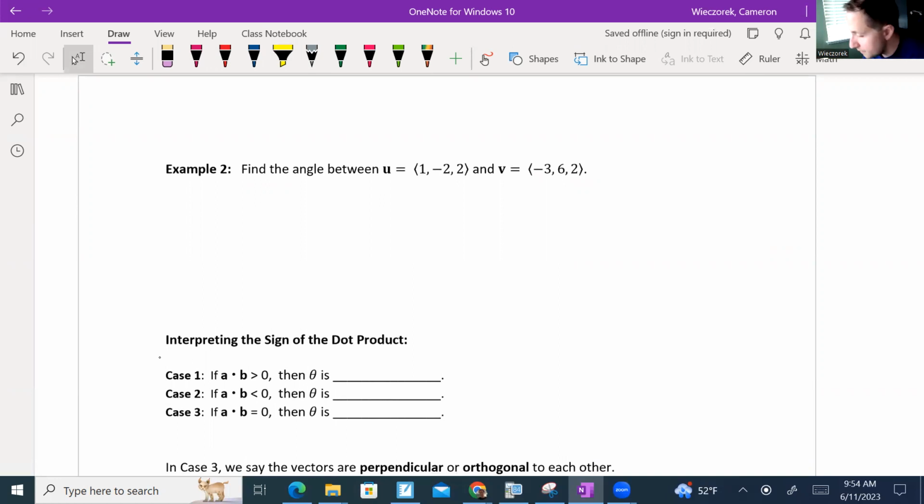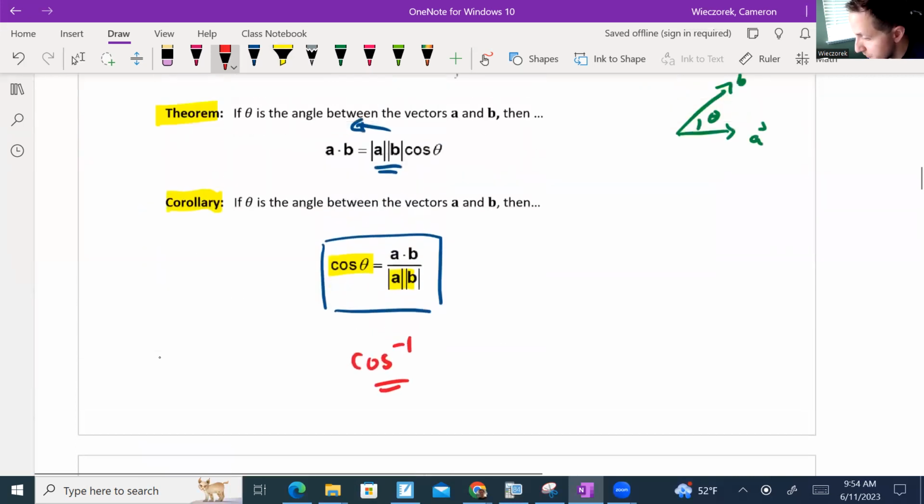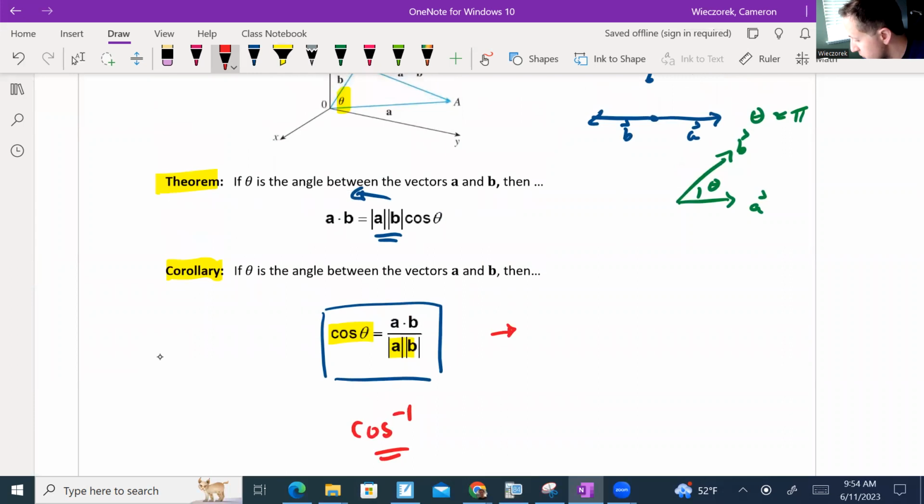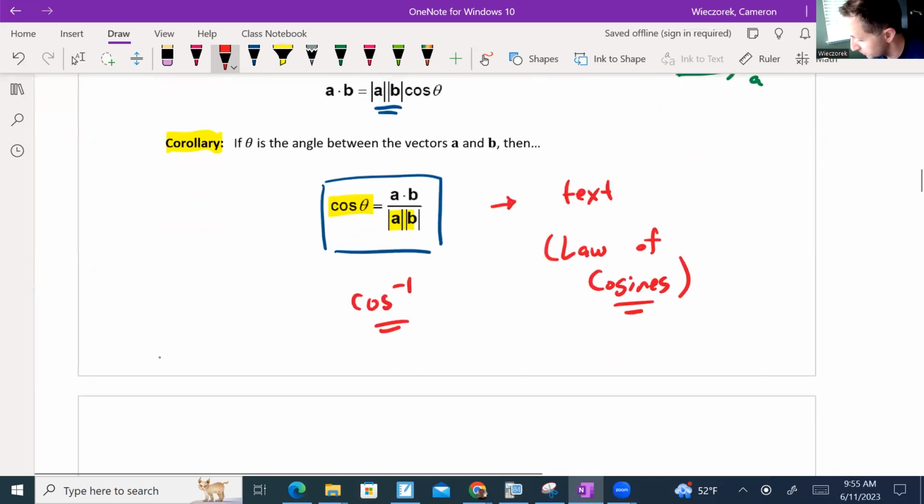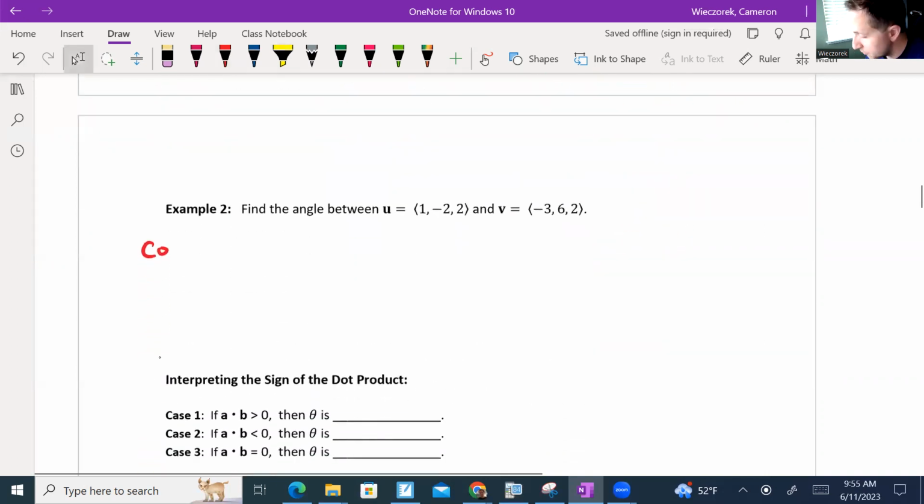Okay, so let's find the angle between vector u and vector v. There's the components given. So writing out my formula. Oh, also I wanted to mention, if you're interested in seeing the proof of this, it's in your text, and it uses the law of cosines. I'm not going to do this in the notes here, but you can take a look at your textbook and they go through the proof.